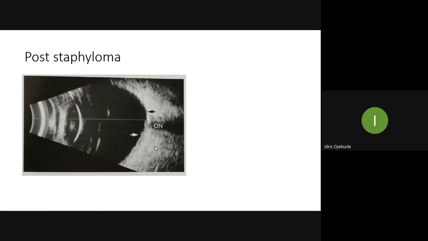Okay, so lastly here, I have posterior staphyloma. So this is what it looks like. It's a very long eyeball with posterior bowing that is not well curved. This is the macular region, and this is the deepest part of the retina, as we see in posterior staphyloma.